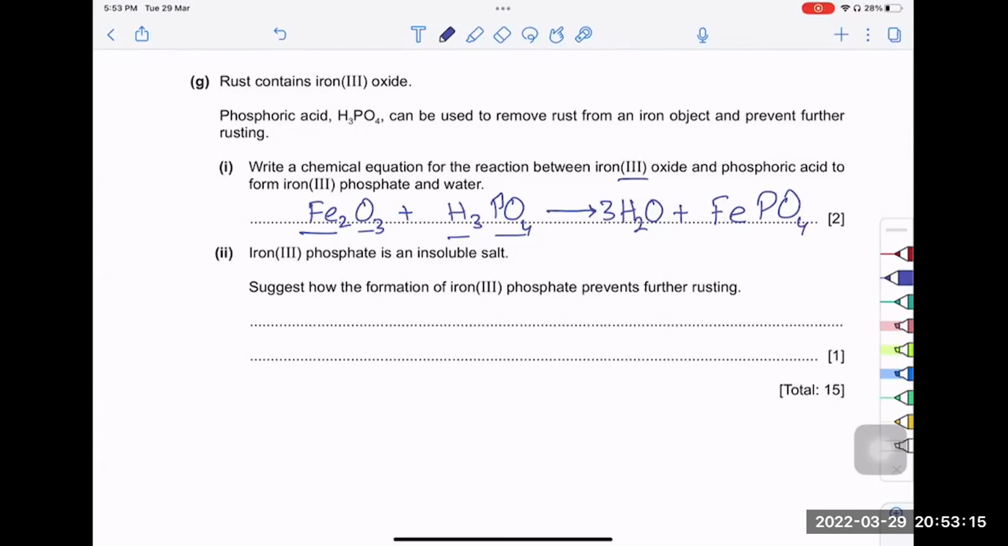We just saw it. Suggest how formation of it prevents further rusting. Think about it. You formed iron 3 phosphate on the surface of the ship. So what will happen? This is insoluble, so it will create a layer. This is the ship, and a thin layer will form here. Because of this layer, oxygen will not be able to come into contact with iron. So iron 3 phosphate, FePO4. Don't write the formula unless you're absolutely sure that it is correct. Write the name if you have any doubts.